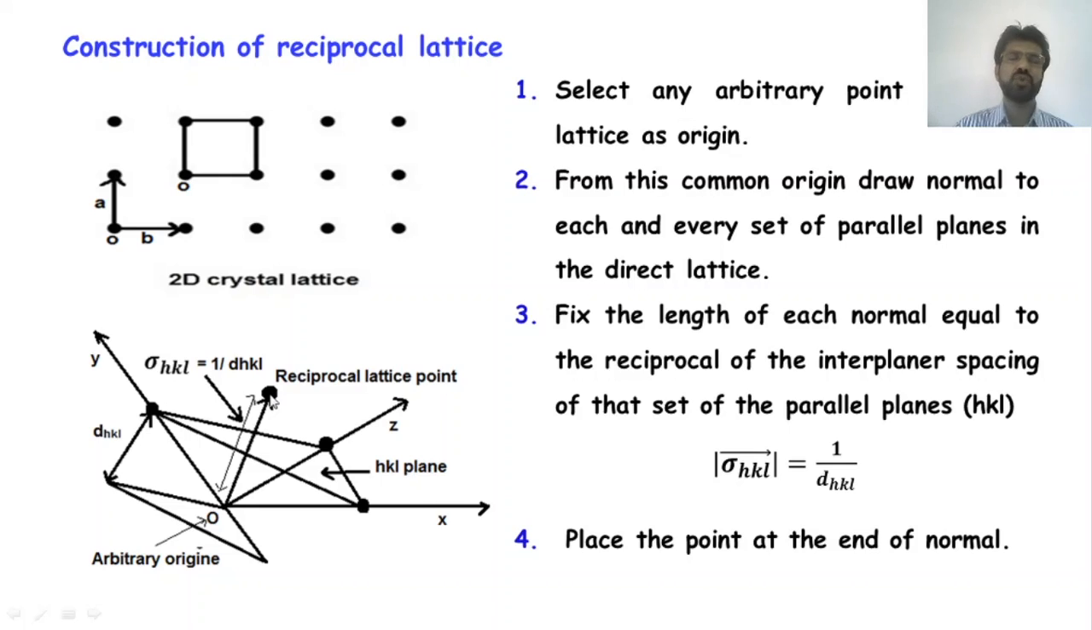This applies in the case of any type of direct lattice. So here this is the direct lattice. After constructing the reciprocal lattice, in this direct lattice we get different points other than the direct lattice points.